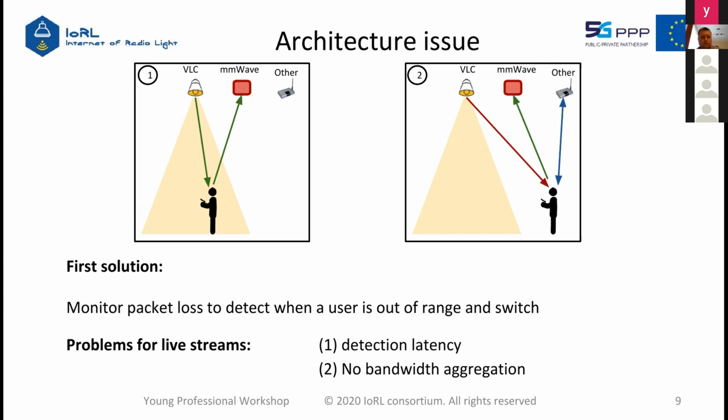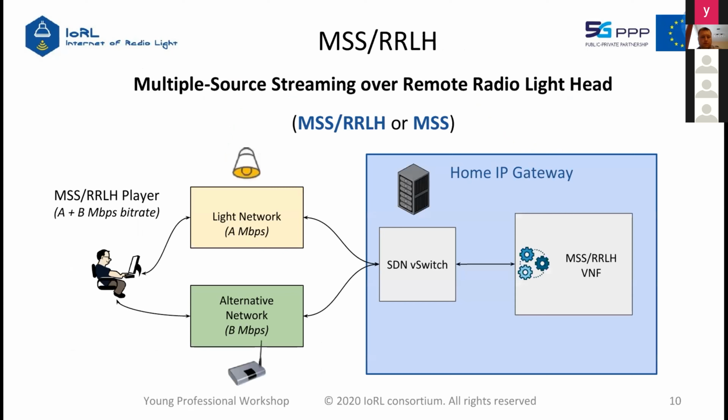Moreover, we are not able to take advantage of the plurality of networks by aggregating the bandwidth available on every path. To answer all of those issues, we propose the multiple source streaming over remote radio light head, or I will call it MSS in the next slides to be faster.